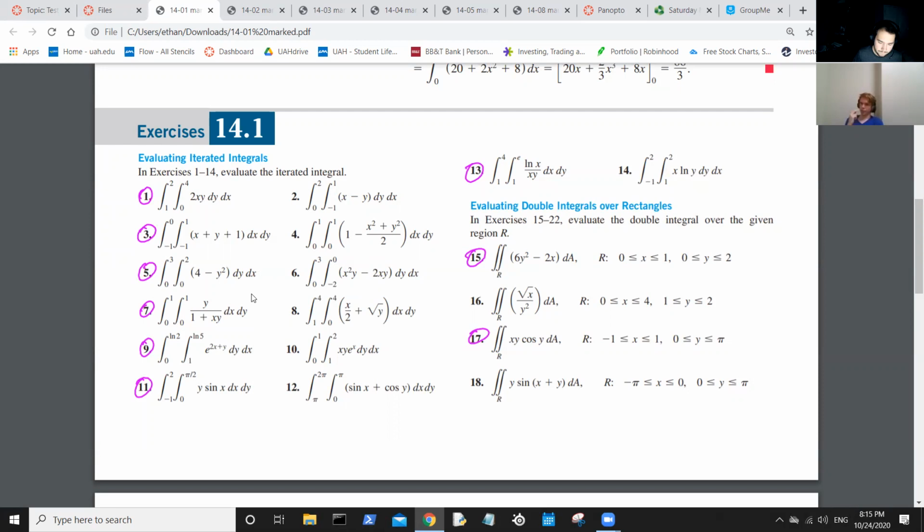Oh, this is just an ln function. It's an ln of the absolute value of 1 plus xy. And that y on top, since we're treating it as a constant, can technically be pulled out to the front and then multiplied across to the next term. So it'd be y ln 1 plus xy, right?